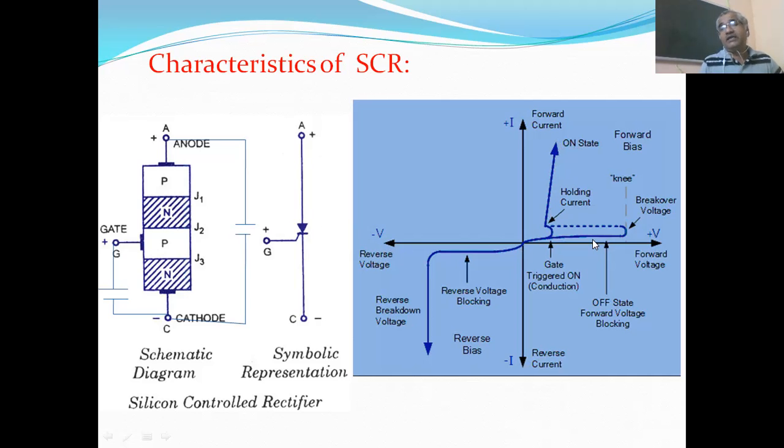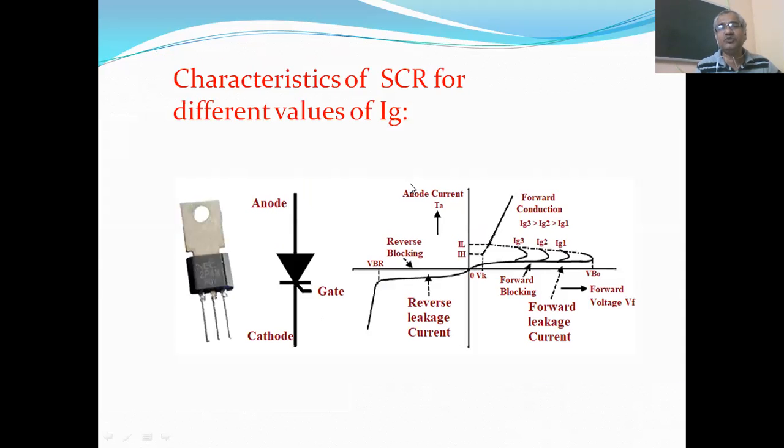So these are the characteristics when no gate voltage is applied. When no gate voltage is applied, the forward breakover voltage value is very large. Now, if you want to turn on the silicon controlled rectifier at a lower voltage than its forward breakover voltage, then you will have to apply a small gate voltage. So let us apply some small gate voltage.